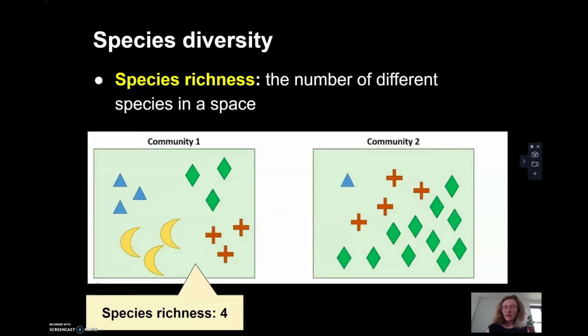An important term to know is the term species richness. This is the number of different species that you find within a particular space. So in this diagram, community 1 has 1, 2, 3, 4 different kinds of species. So we would say the species richness of community 1 is 4.